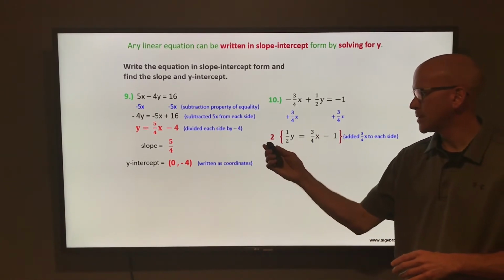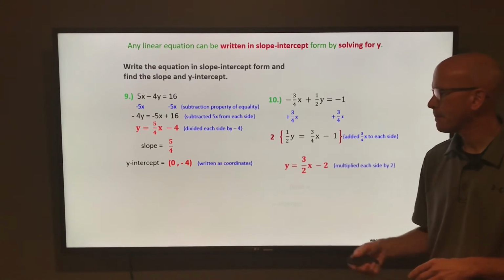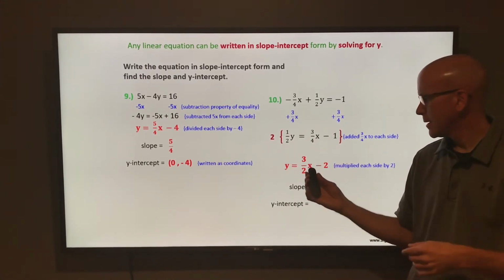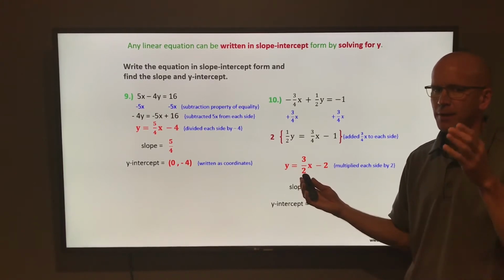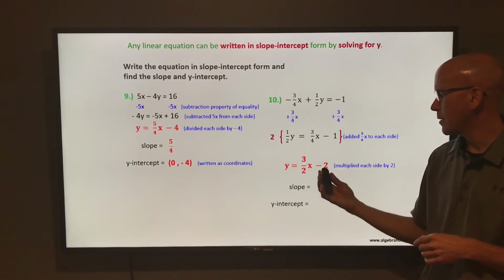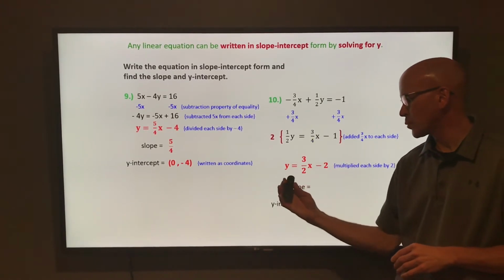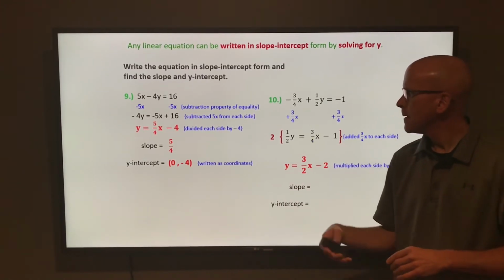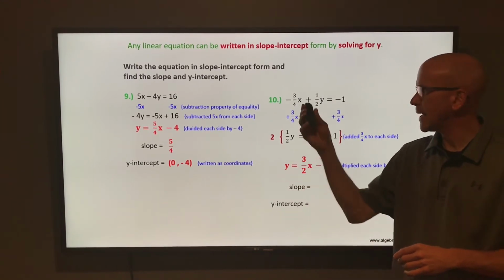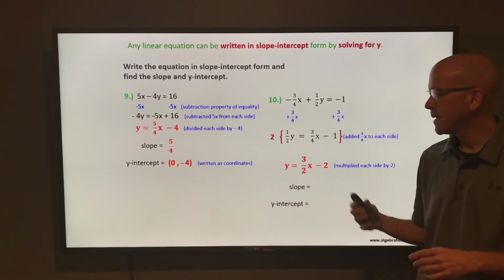So if you take 2 times 1/2 y, that'll just be y. If you take 2 times 3/4, yes, use your calculator. That's 3/2 x. Actually, try to not use your calculator. That's 3/2 x, and then 2 times -1 would be -2. So y equals 3/2 x minus 2. That is that equation in slope-intercept form. So we got that equation in slope-intercept form by solving for y.